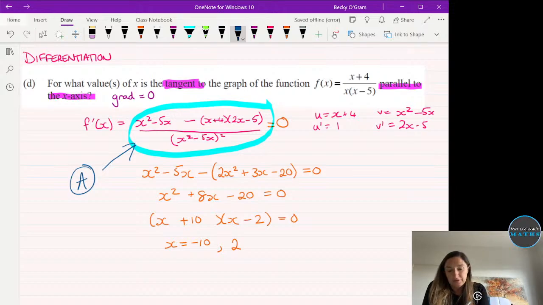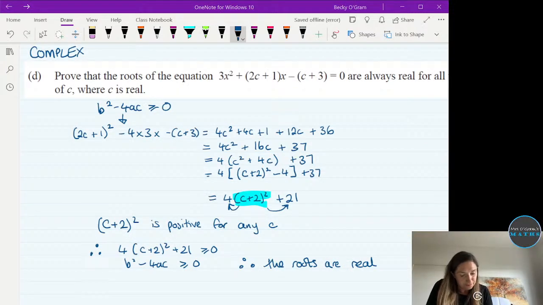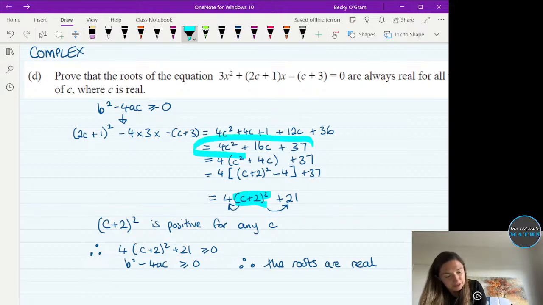Now if I go back to complex numbers, we'll look up that one. Let me just find the mark schedule. Okay. The achieved happened just here. So that bit there, that's where you could get achieved.